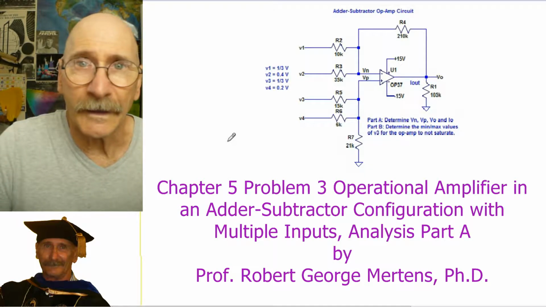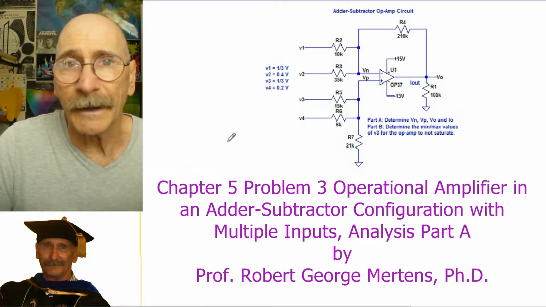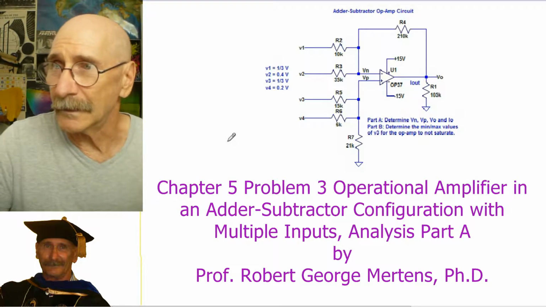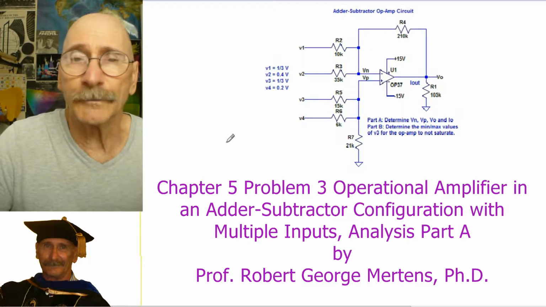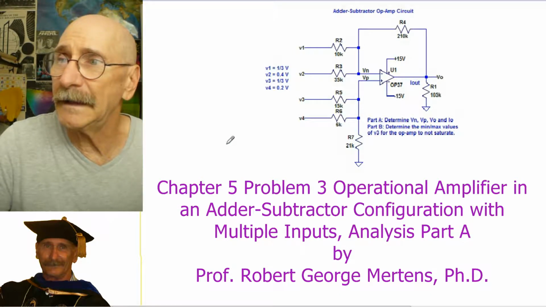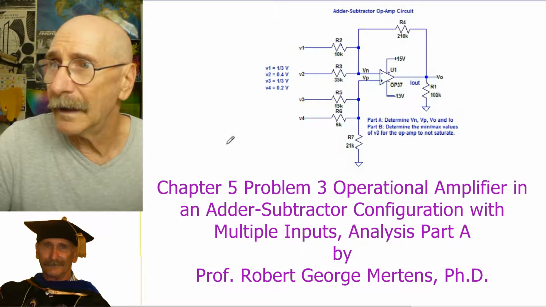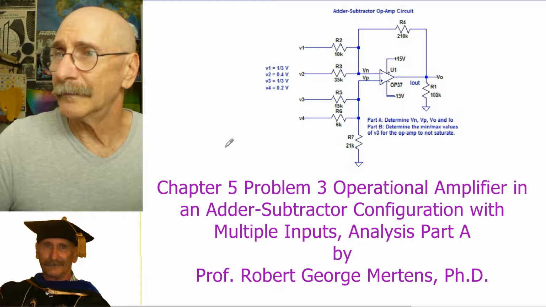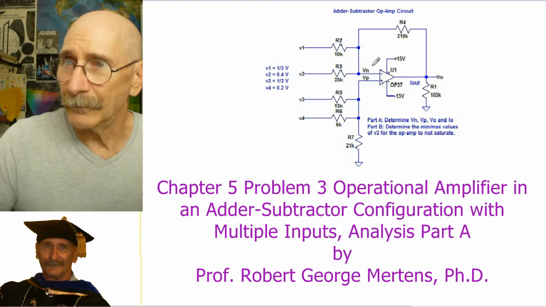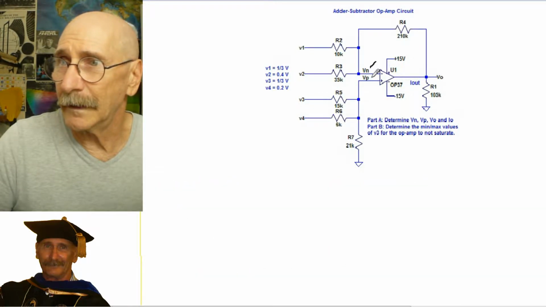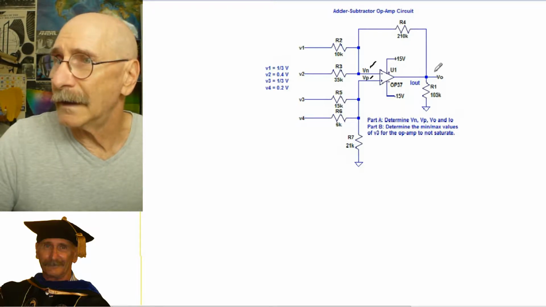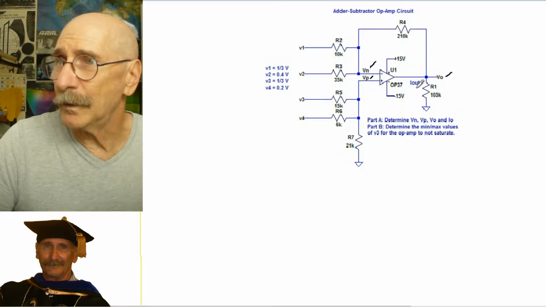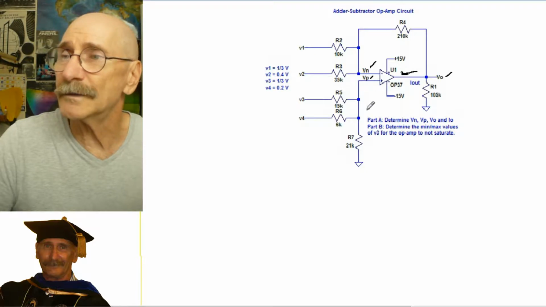This is an adder-subtractor OpAmp circuit, and we're going to analyze this. Basically, this is part A, we're looking for V sub in, V sub P, V out, and I out. V sub in and V sub P are the inputs to this OpAmp, and V out is the output, right here. I out is this current going this direction.